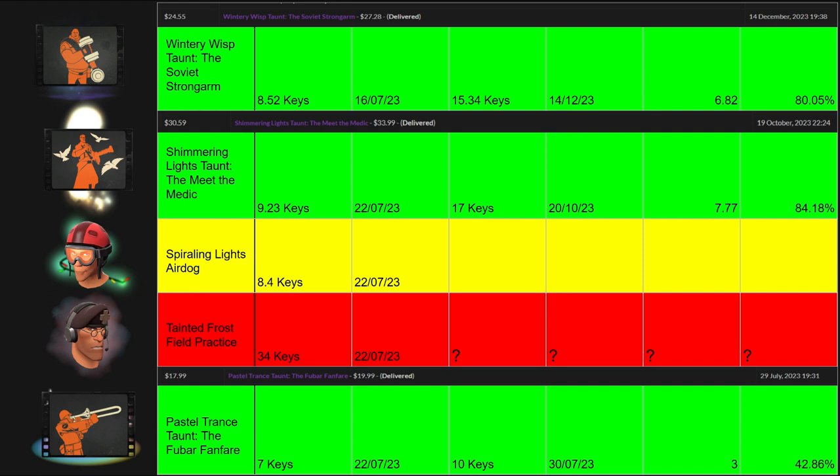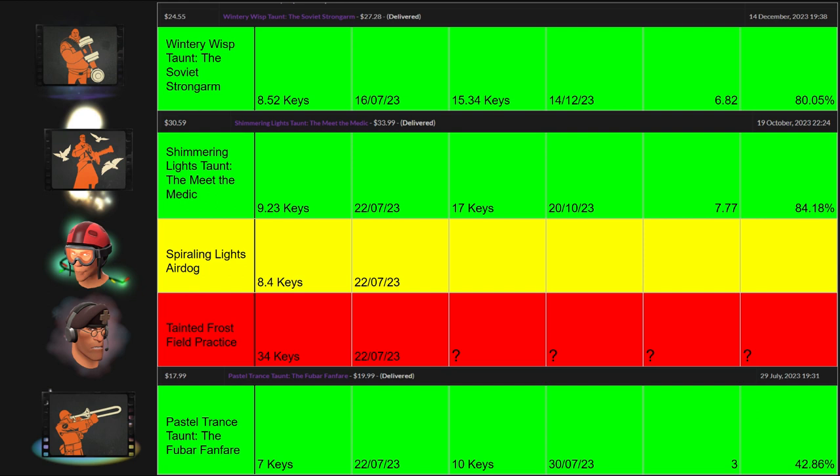Spiraling Lights Air Dog. This is a really low tier, bottom of the barrel budget hat that I bought for cheap, but there are probably so many better options you can choose for slightly more keys. Tainted Frost Field Practice. The field practice is extremely inflated and 34 keys is a gamble. Tainted Frost does look nice, but it is a very budget effect. I have no clue what happened to it either.